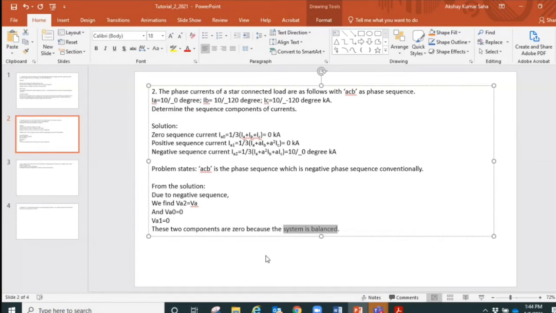I did not write it the way I wrote it for the first one, but as we have that one already, I'm writing it in short for this one. What the problem is stating in terms of the phase sequence, what we are observing from the negative phase sequence.